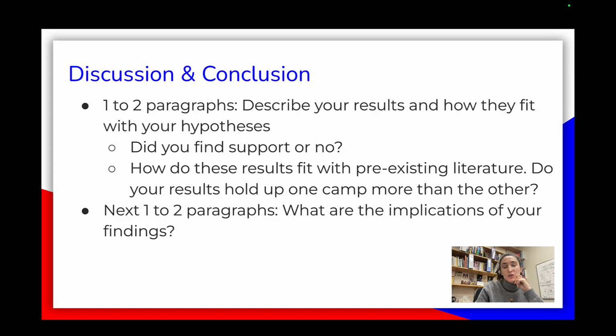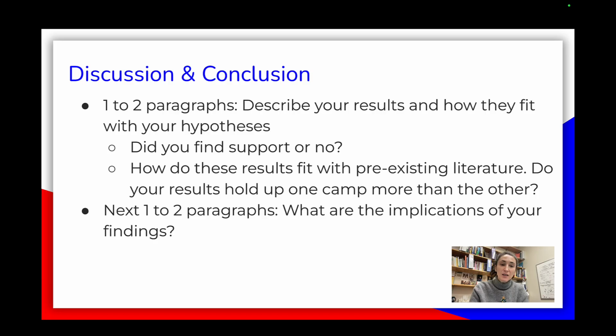In terms of the discussion and conclusion, you should have 1 to 2 paragraphs where you're going to describe your results and how they fit with your hypotheses. Did you find support or no? So this in some ways is consistent with your results section. Then you're going to talk about how these results fit with pre-existing literature. So do you remember how you had camps, right? Do your results hold up one camp more than the other?